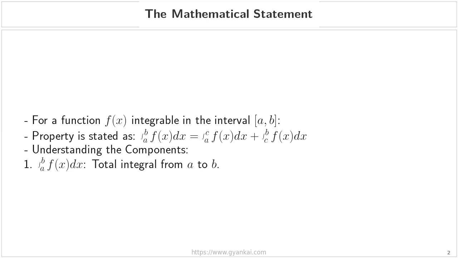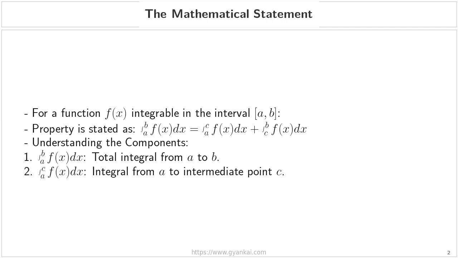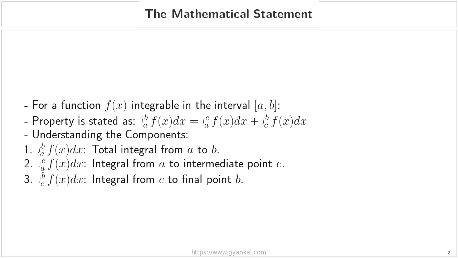Number 1, the integral from a to b of f of x dx. This represents the total integral, the total area under the curve of f of x, across the entire interval from a to b. Number 2, the integral from a to c of f of x dx. This is the integral, or the area, from the starting point a up to our intermediate point c. And finally, number 3, the integral from c to b of f of x dx. This is the integral, or the area, from our intermediate point c to the endpoint b.